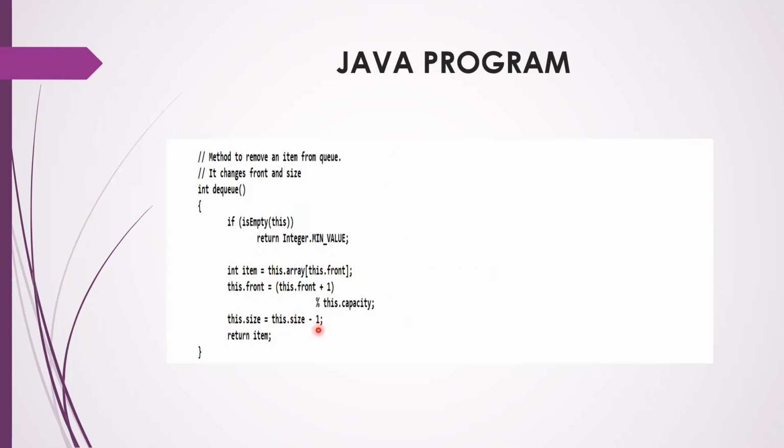Since one element is removed from the queue, the size of the array decreases. If there are two elements in the queue and one has been deleted, then 2 minus 1 is 1, right? Then you have to return the item.